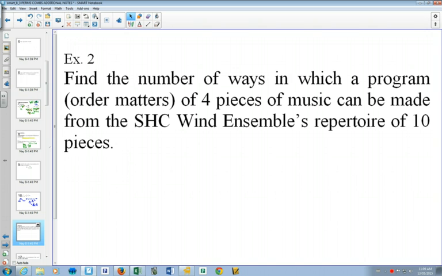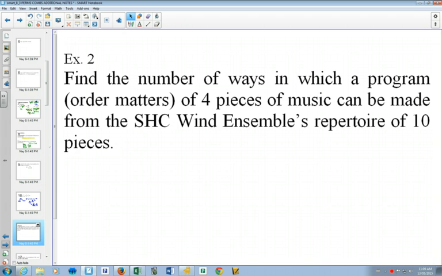So the wind ensemble has 10 pieces of music that they're really, really good at, performance ready. Is that true, or is it more than that? Yeah, 2 pieces of music that are performance ready, not 10. But let's imagine that we have 10 pieces that are ready, and they want to make a program, and the order matters, because it's kind of awkward if you play O Canada as the 3rd song in, right? So the order matters. How many ways can they do that?